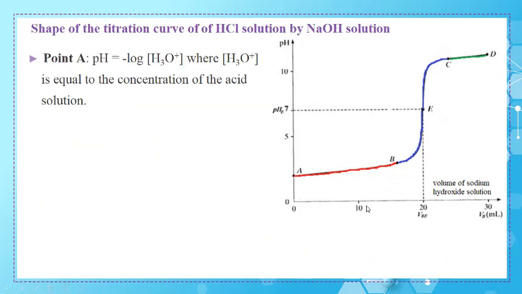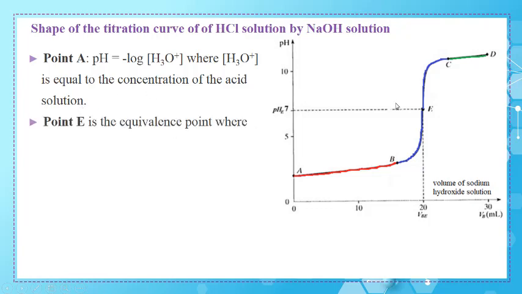Pay attention here to point A. At point A, we have no base added. Simply we have the acidic solution, the initial one. So the pH at point A can be calculated applying this formula: minus log concentration of H3O+, and H3O+ is equal to the concentration of the acid solution.